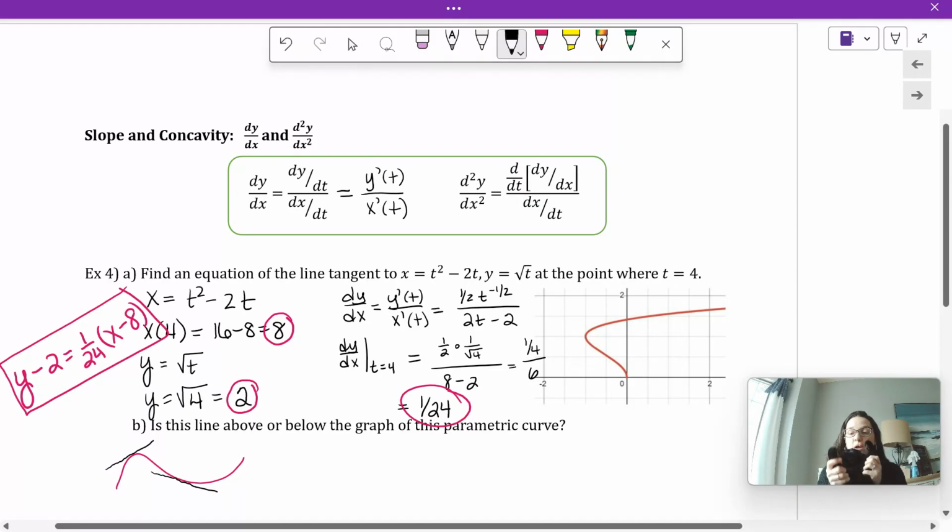Pete says, concavity. He's been sitting in my lap this entire time. Pete says concavity. Pete's right. Okay, so Pete the cat says you have to find concavity.